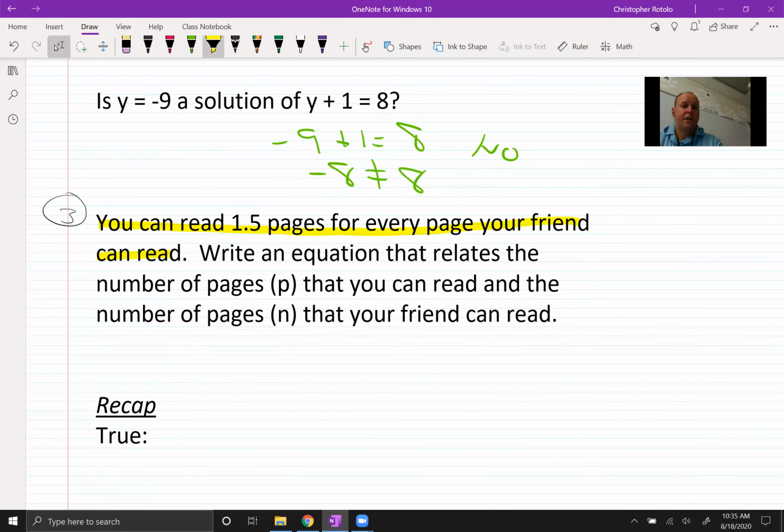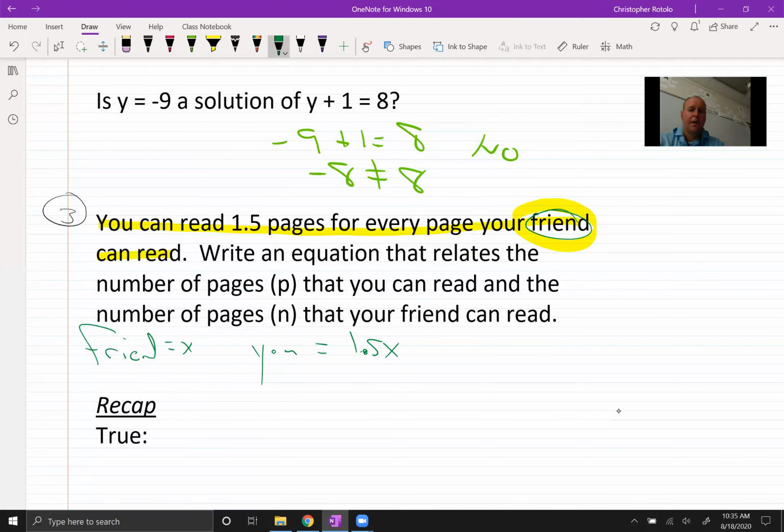My favorite is we're looking for that comparison. You can read 1.5 pages for every page your friend can read. Okay, so who's on the end? Your friend. Okay, so your friend is x. And that means you must be 1.5x.